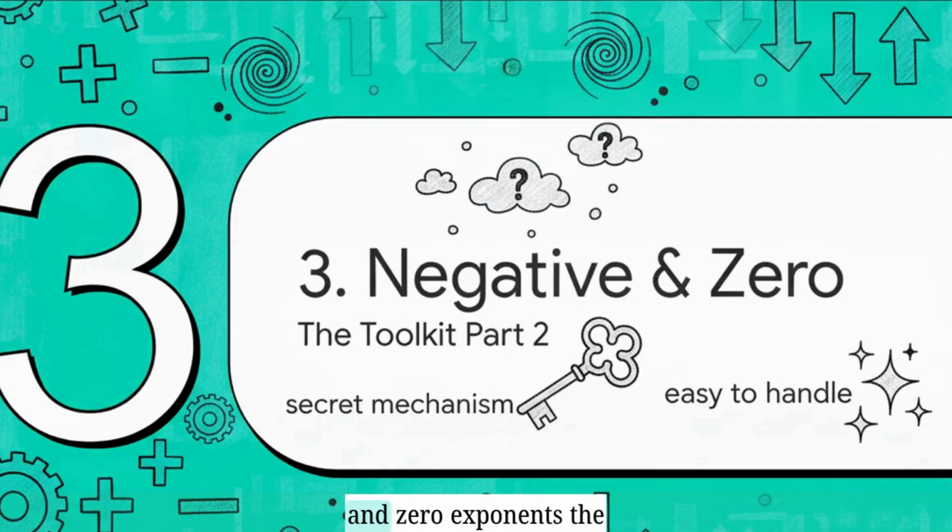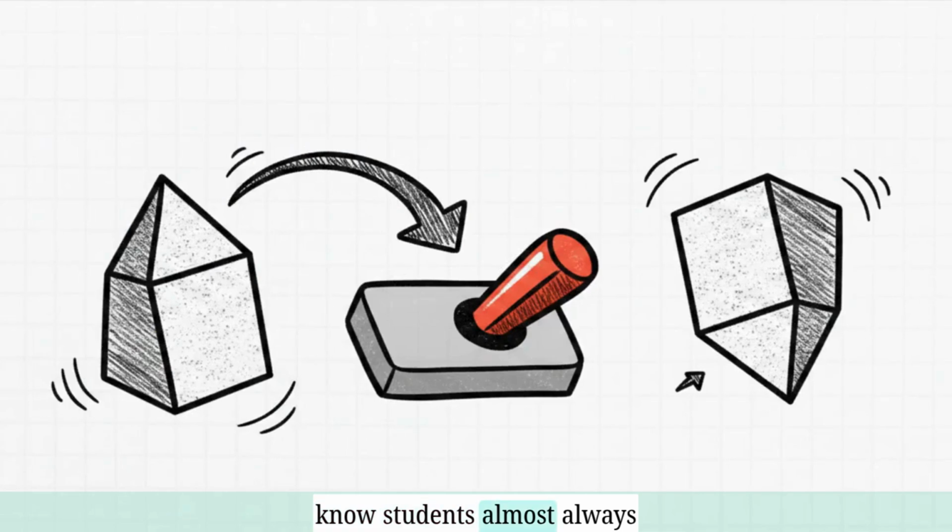Section 3, Negative and Zero Exponents, the Toolkit, Part 2. You know, students almost always tense up when they see a negative sign or a zero floating up there in the exponent spot. But I'm going to show you a secret mechanism that makes these incredibly easy to handle. So, the absolutely crucial point is this. A negative exponent has absolutely nothing to do with making the final number a negative value. Scratch that idea entirely. Instead, think of that negative sign as a flip switch.